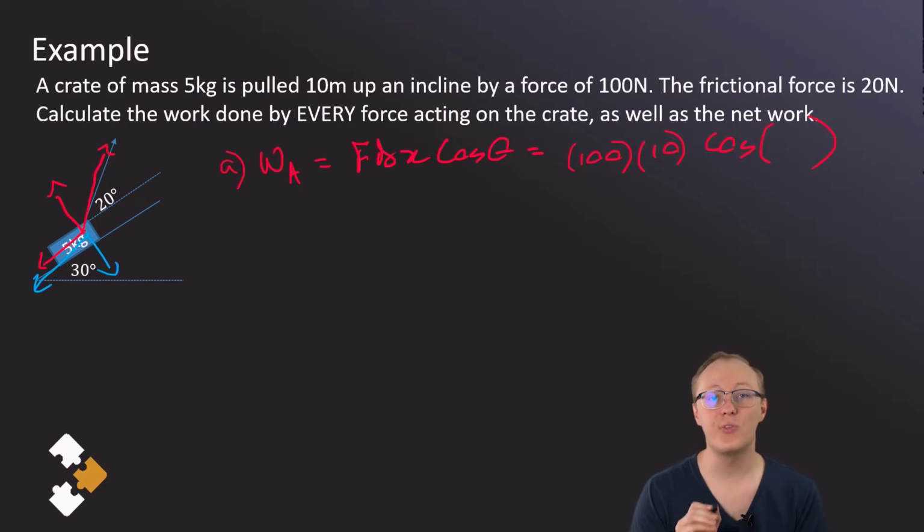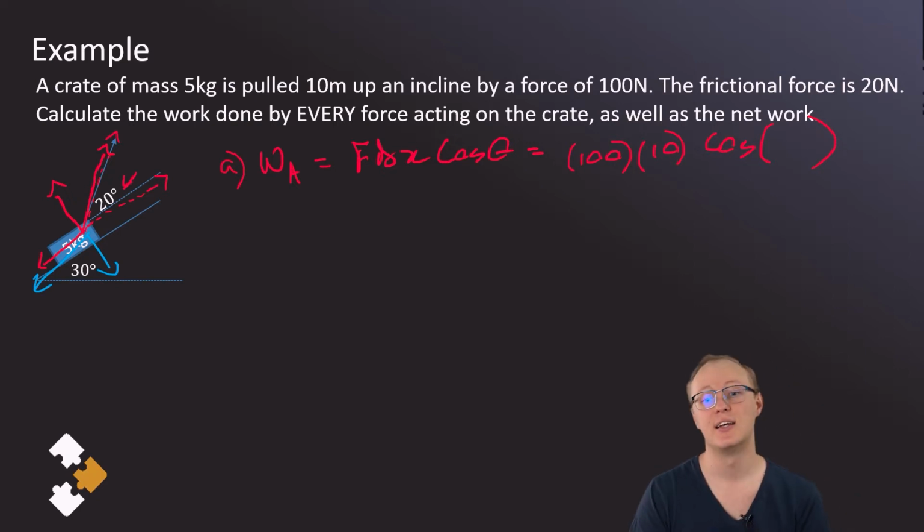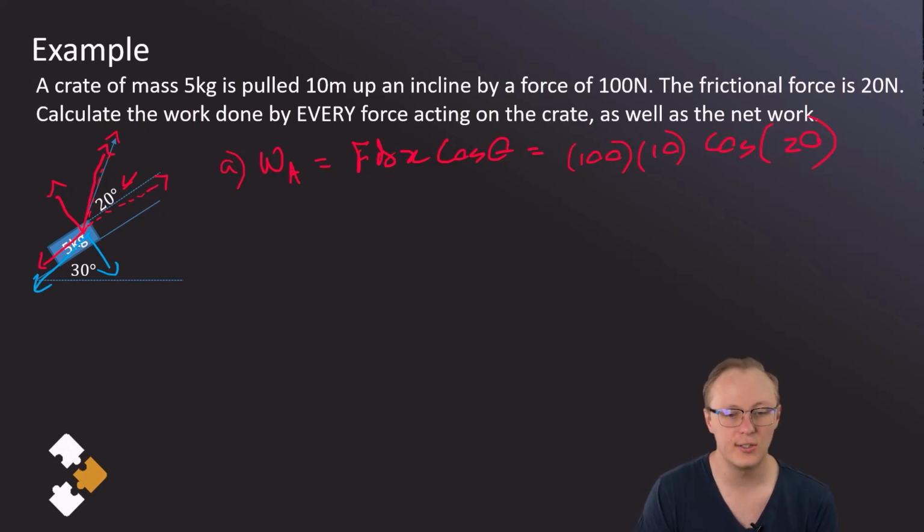Remember, the angle theta in W equals F change in x cos theta. That angle theta is the angle between the two vectors, the force and the displacement, right? So here, the displacement is in that direction and the force is in that direction. So this 20 degrees is in fact the angle between the force and the displacement, right? So here we'll go 100 times 10 times this cos of 20, and that is going to give us an answer of 939.69 joules. Okay. So that was the work done by the applied force.